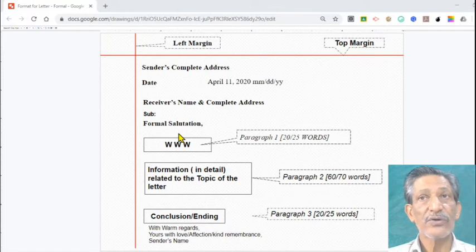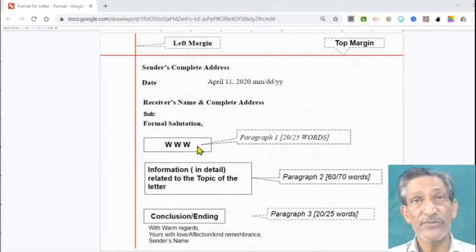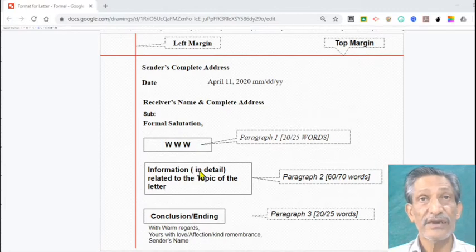Then we have, of course, the 3 W's that I mentioned earlier in my Ray's Golden Rules. I'll add a link below for you to follow. Then you have the information in detail, whatever you want, and the conclusion and the ending. In the case of an invitation, here we'll give the 3 W's: what you are being invited for, what is the occasion, and when and where.